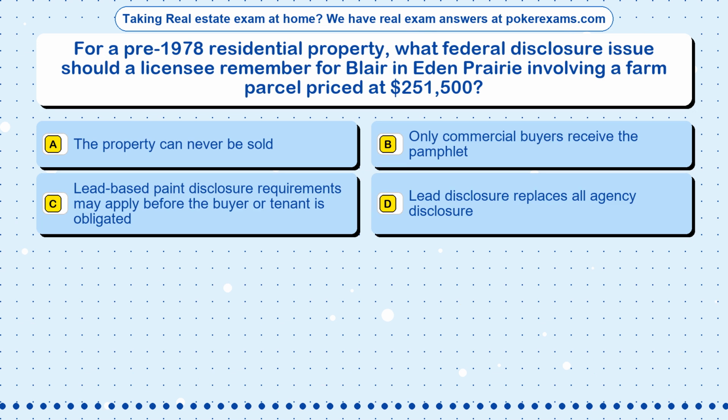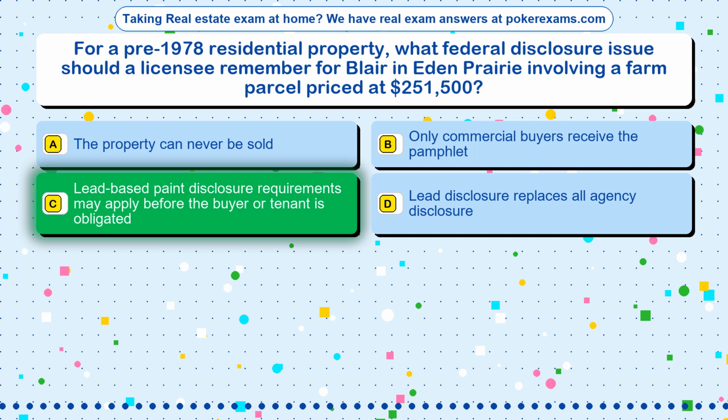Question 3. For a pre-1978 residential property, what federal disclosure issue should a licensee remember for Blair and Eden Prairie involving a farm parcel priced at $251,500? Option A. The property can never be sold. Option B. Only commercial buyers receive the pamphlet. Option C. Lead-based paint disclosure requirements may apply before the buyer or tenant is obligated. Option D. Lead disclosure replaces all agency disclosure.